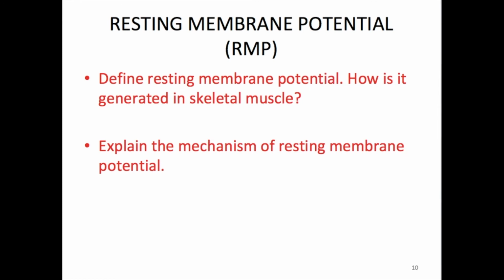Right, now you are looking at a university question. The question will be something like: define the resting membrane potential and how it is generated. Or it could be something like: explain the mechanism for the development of resting membrane potential.